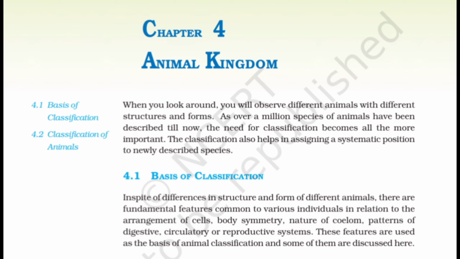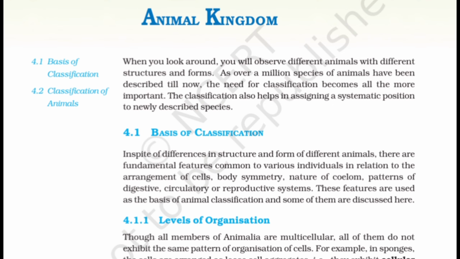So let's start. When you look around, you will observe different animals with different structures and forms. As over 1 million species of animals have been described till now, the need for classification has become all the more important. The classification also helps in assigning a systematic position to newly described species.